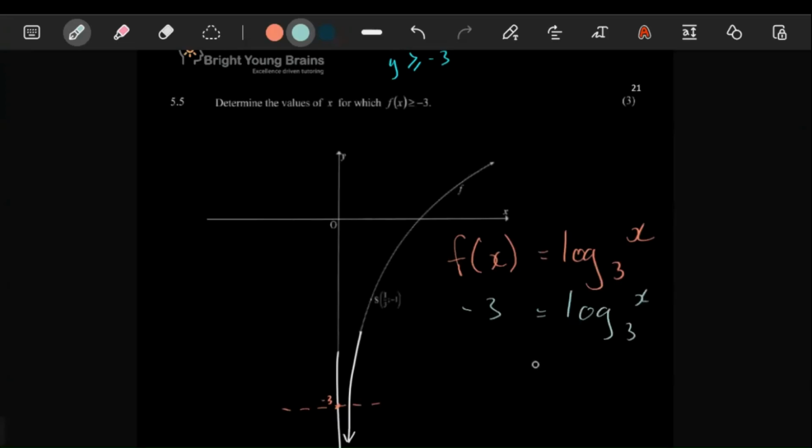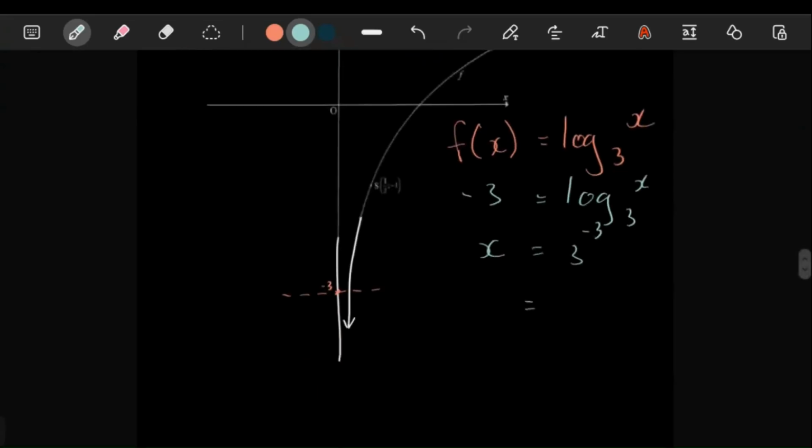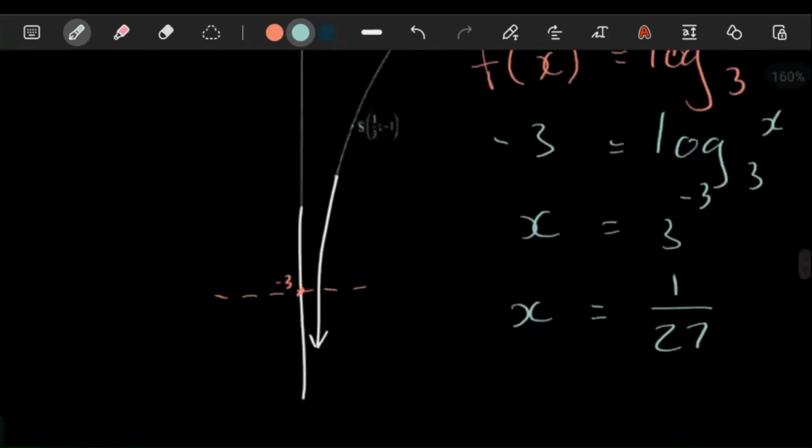So we said this is your base, this is your exponent. So we can put the x on its own. The base, the exponent, right? So it's 3 to the power of -3. This is going to give you 1/27. But then you can just get that in your calculator.